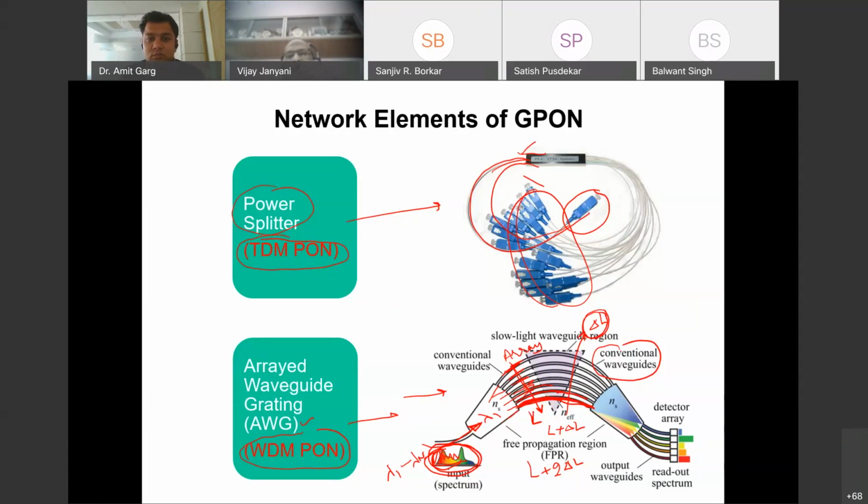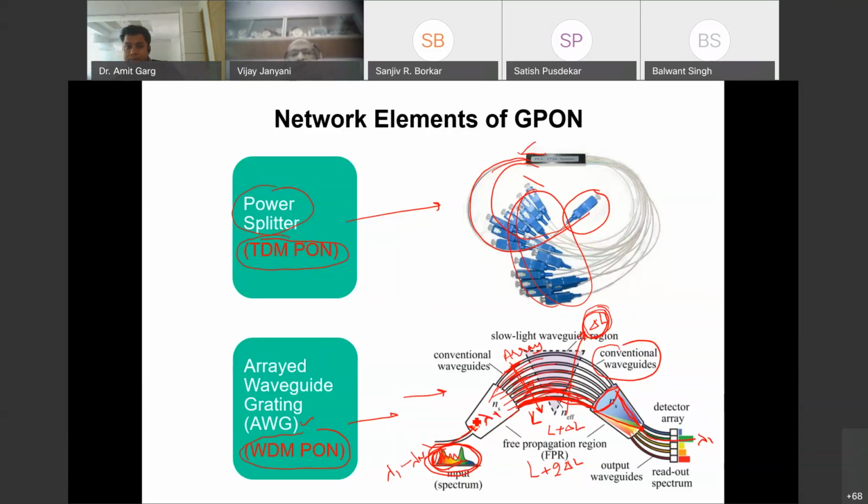Okay. So this delta L is actually designed in such a way that when lambda 1 wavelength travels through all these waveguides and reaches here, when it combines back, there is a phase shift. And because of that phase shift from all these components, it will be focused only at a particular point, let us say at this point. So here this fiber actually is collecting lambda 1.